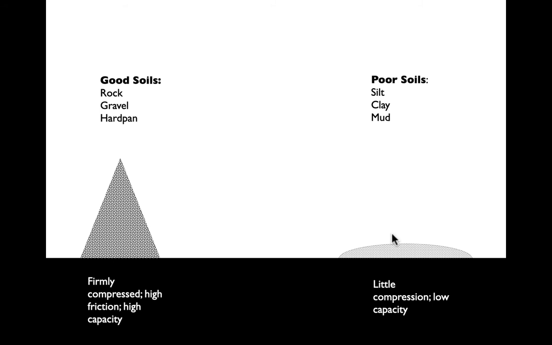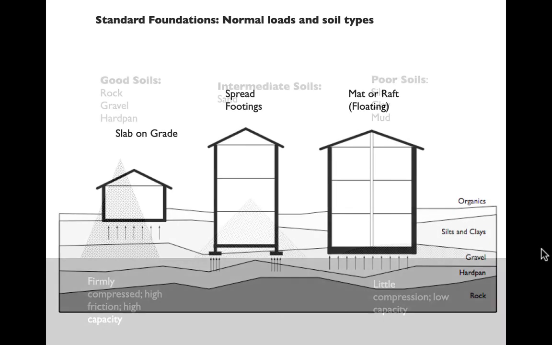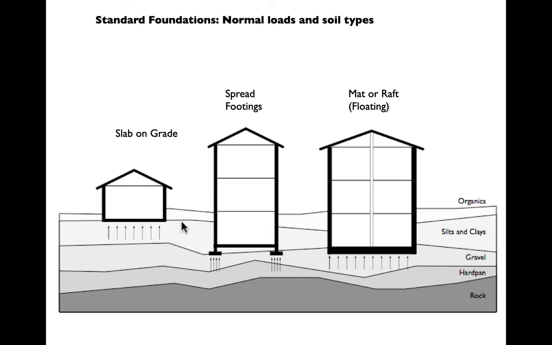Poor soils, on the other hand, are basically fluid, and they will flow under pressure. We want to avoid these wherever we can. Somewhere in the middle, we get soils that are pretty good, but maybe need to be remediated, compacted, something like that to work. So we talked about low-rise footings, slab on grade, mat or raft floating foundations, and then spread footings, which are most common under walls and columns in low to mid-rise construction.